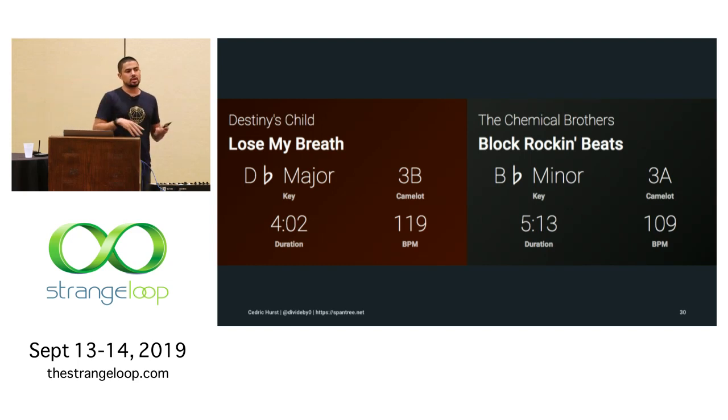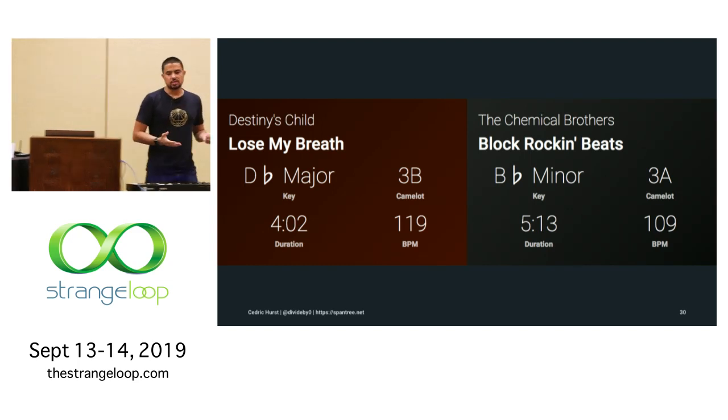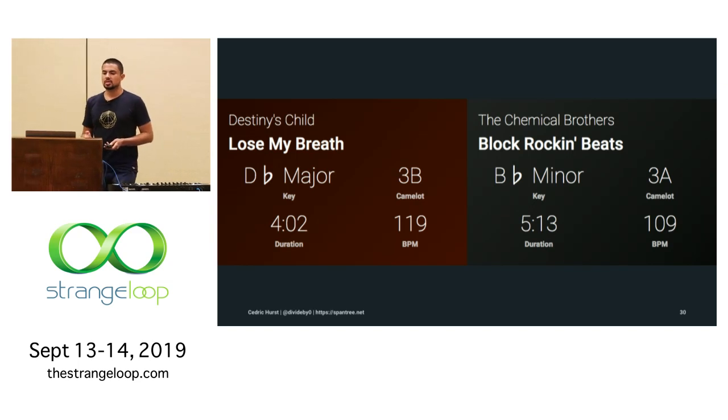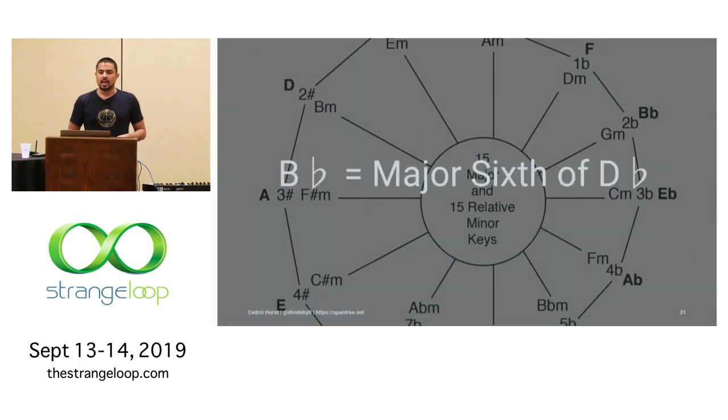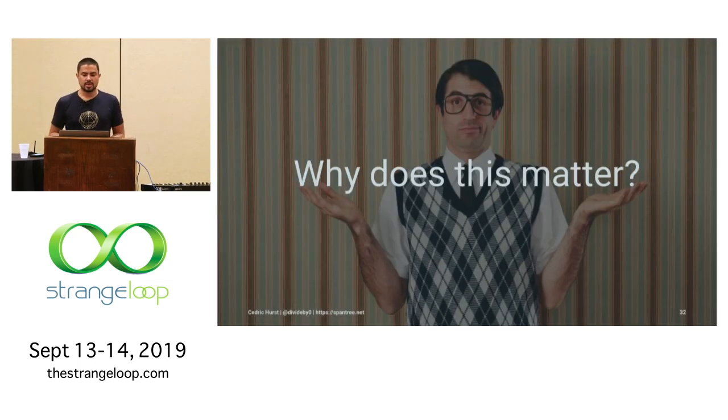Now you would think, okay, those are different keys, but it turns out that they actually use the same notes. They're what's called a complementary key, so you can actually layer those two things on top of each other. And it happens that B flat is a major sixth of D flat, which means that they share the same notes. And why does this matter?